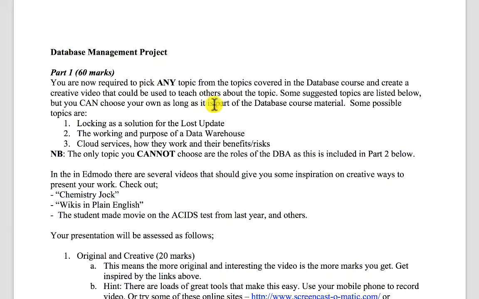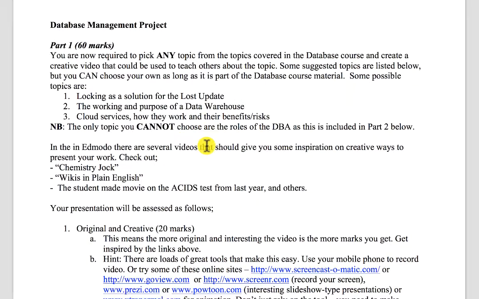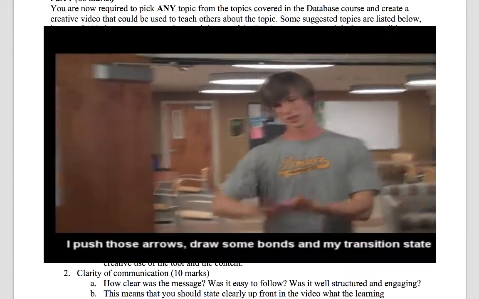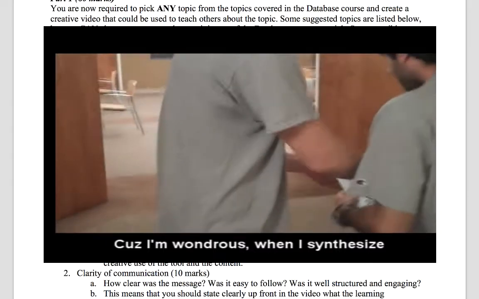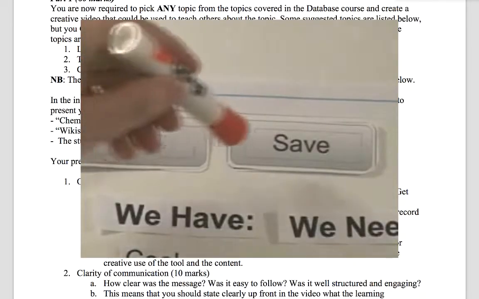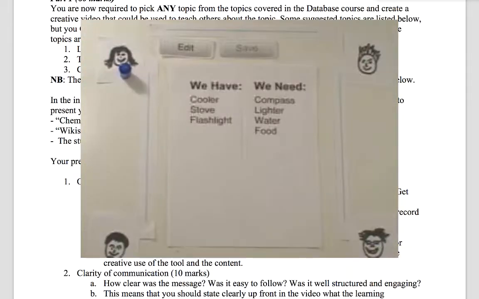So essentially what I did is I told the students they could pick any topic that was covered in the course. And I even gave them some suggestions, for example, locking as a solution for the lost update, the workings and purposes of a data warehouse, or cloud services, how the cloud works, etc. So it's a particular technology course. And then I gave them examples of videos that have been created, which are really powerful videos that show how you can use video for teaching and video in a creative way. I uploaded those as an example so they could get a feel for how you could do this.